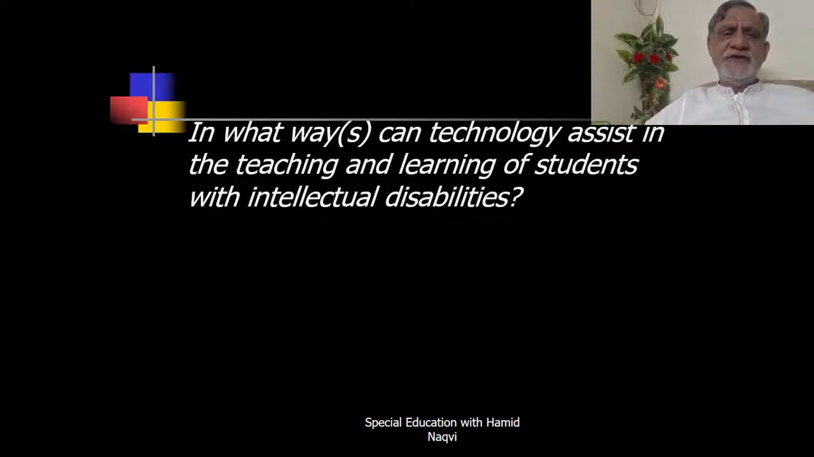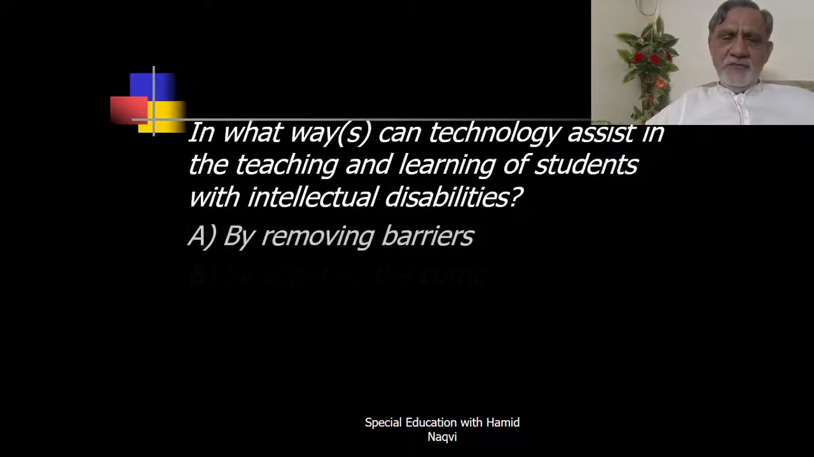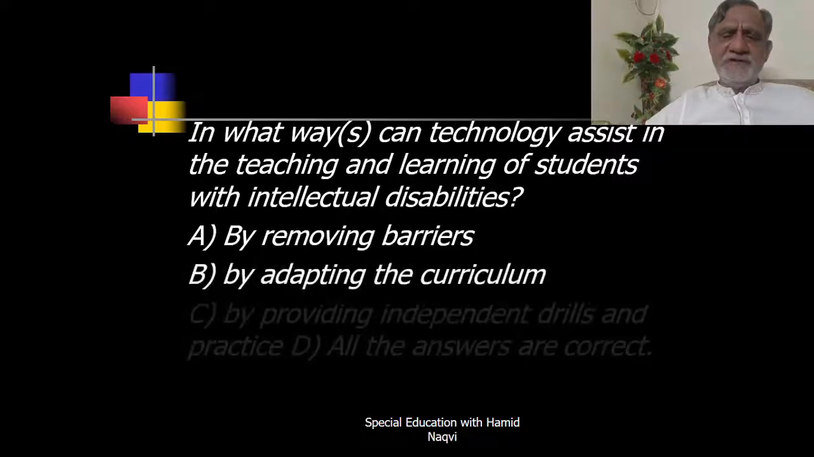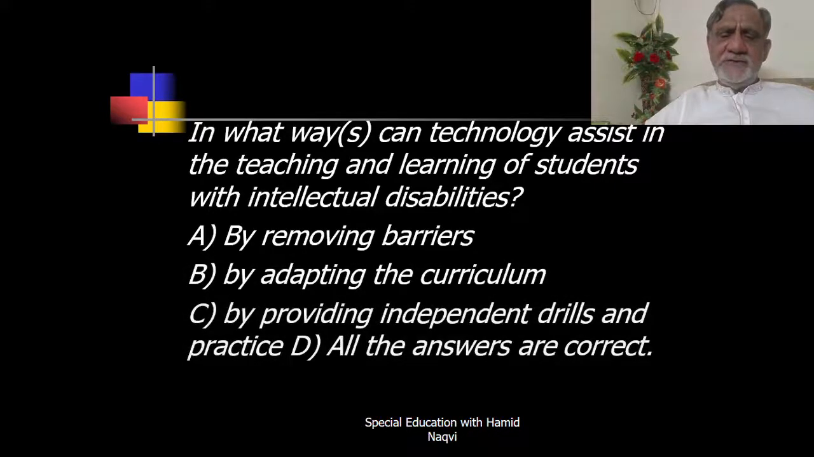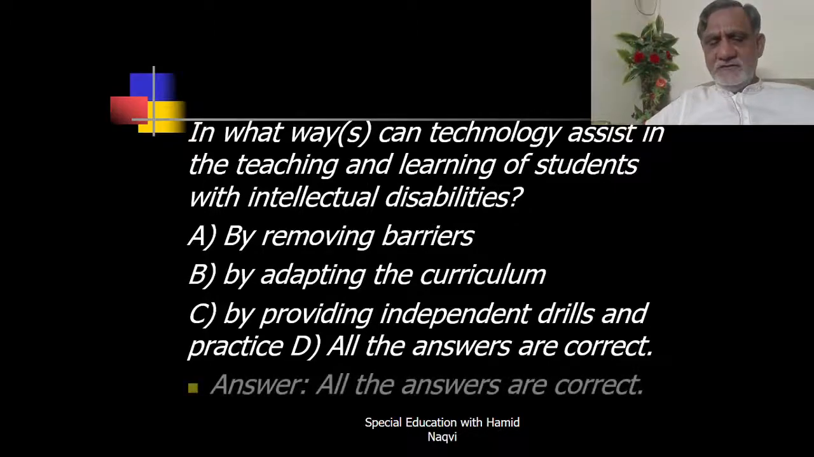Next question is, in what ways can technology assist in the teaching and learning of students with intellectual disabilities? By removing barriers, by adapting the curriculum, by providing independent drills and practice, or all the answers are correct? Answer is all the answers are correct.